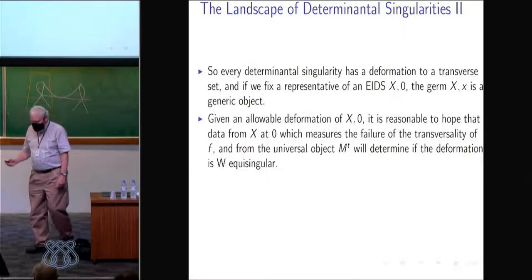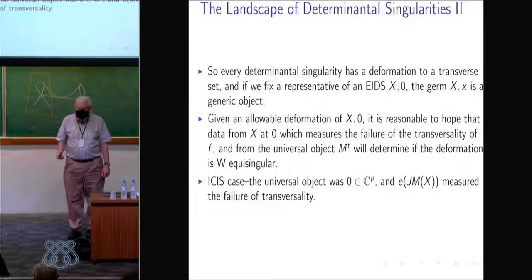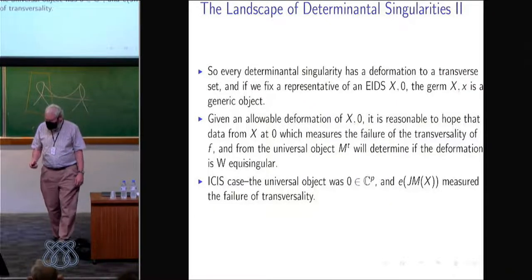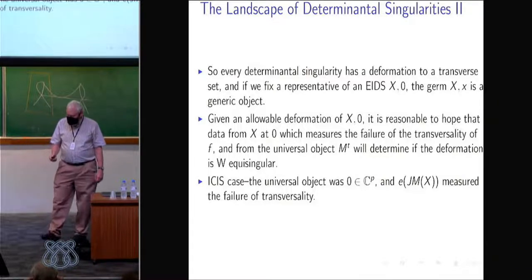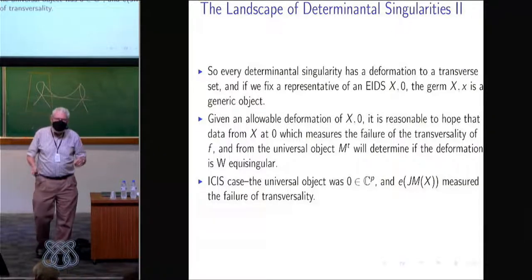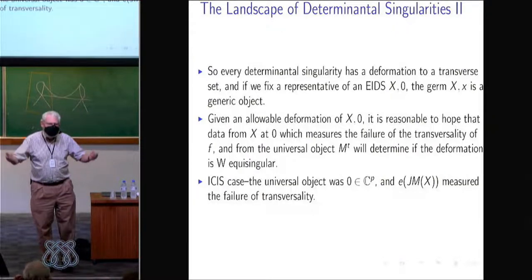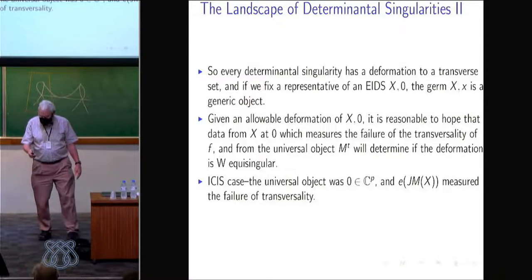Okay, so now how about the ICIS case? Well, the universal object was zero in C^p. And the multiplicity of JMX measured the failure of transversality. Well, obviously for ICIS, we didn't have too much information from the generic object. It was just a point. But this time the generic object is going to be much more complicated and it will come into play.